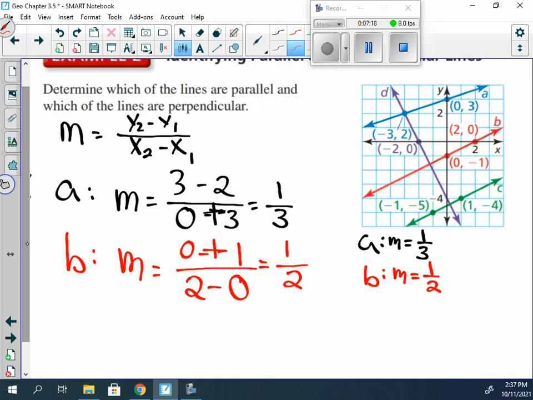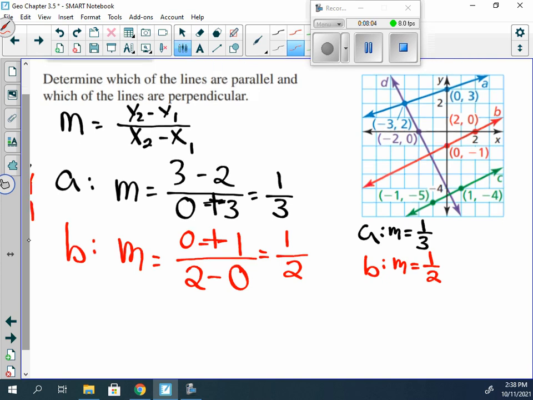So are A and B parallel? No, they don't have the same slope. Can we say that they are perpendicular? Well, no, because for them to be perpendicular, they have to have opposite reciprocal slopes. We have to change the sign and flip. So for 1/2, if we flip it, the reciprocal, 1/2 would become 2/1, which is just 2, and the opposite of it being positive would mean it would be negative. So if we had a slope of -2, it would be perpendicular to the slope of positive 1/2. Well, 1/3 and 1/2 are not opposite reciprocals, one, because they're both positive.